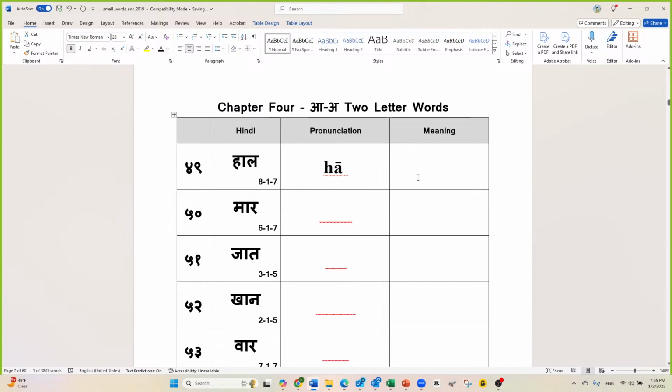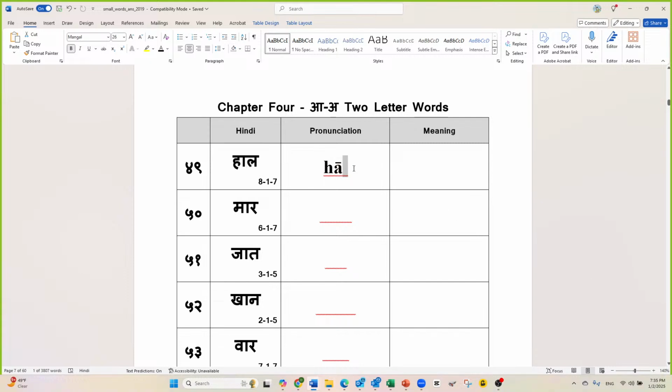What's the second letter in the word? No, this one. Not this one. Look at cheat sheet line number 7.